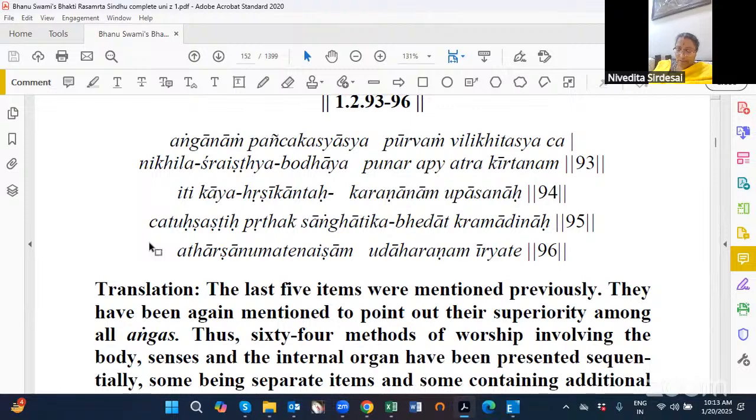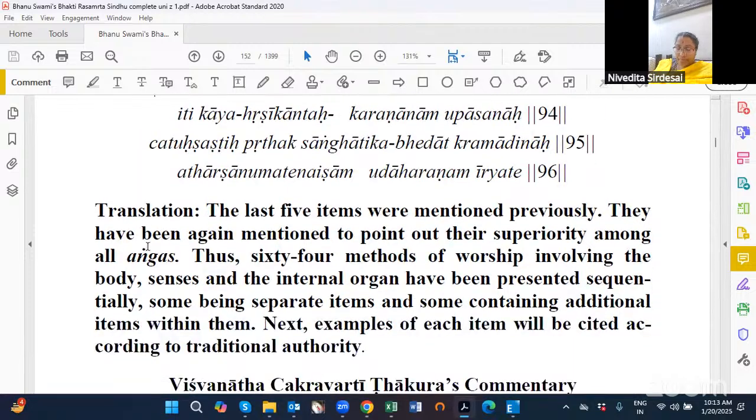So the last 5 items were mentioned previously. They have been again mentioned to point out their superiority. The last 5 items are what? Adau Shraddha, meaning Sadhu Sangha. Then Bhagavad Shravanam, Nama Sankirtanam, deity worship, all these things have been given. The last 5 has been put again.